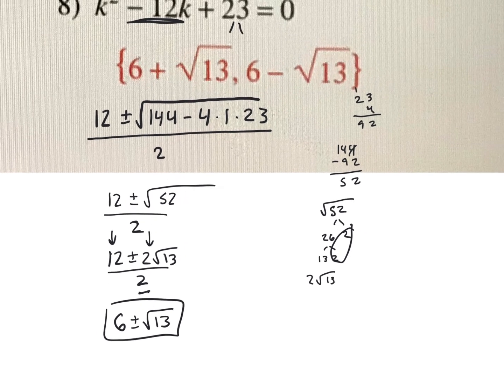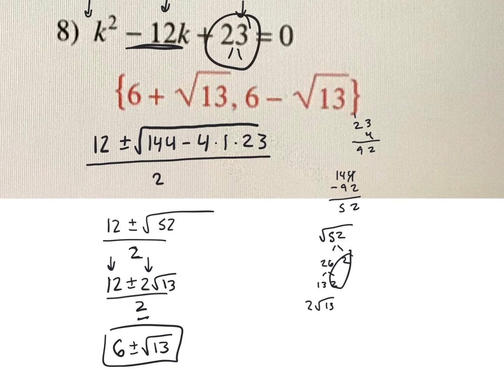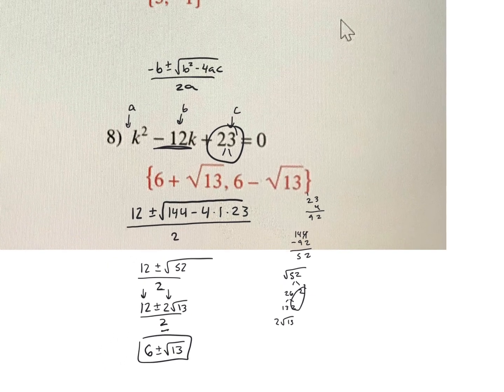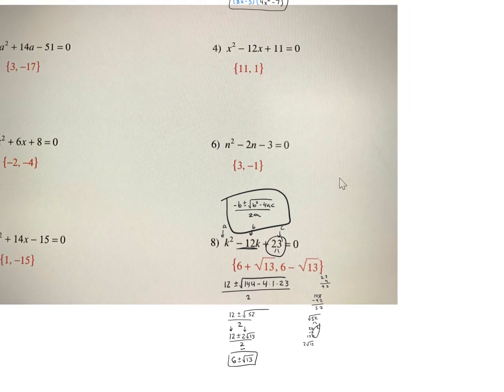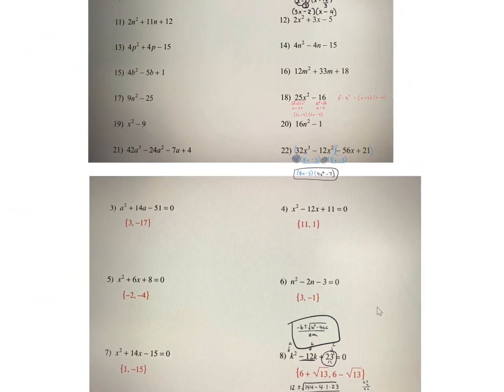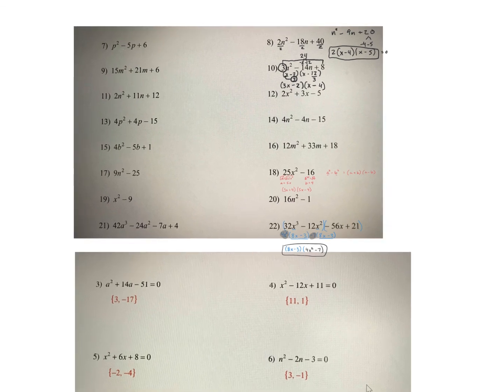So whenever you can't factor it, if you don't have two factors of that last term that adds to the middle one, you have to use your quadratic formula here. Alright, that's one of every type of question on here. The rest of the problems you guys should be able to figure out.